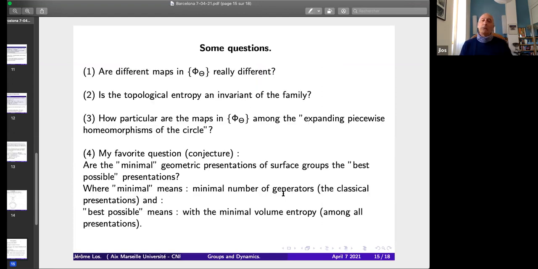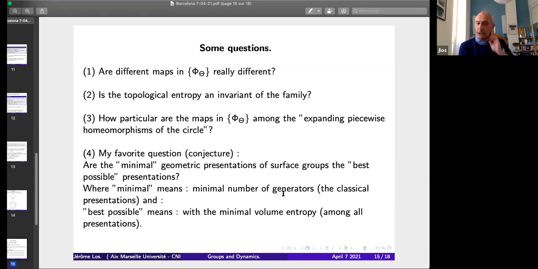Okay, so now there are some questions, and I will not answer all of these questions, but let me give you some directions. The first question is, are these maps in this family really different maps? In other words, do they have very different dynamics? The second question, which could be strange from that perspective, is: is the topological entropy an invariant of that family? In other words, is it a constant topological entropy for all maps in that family?